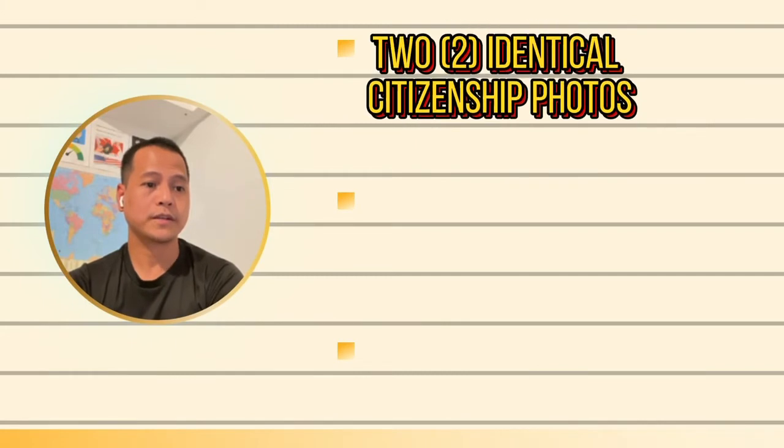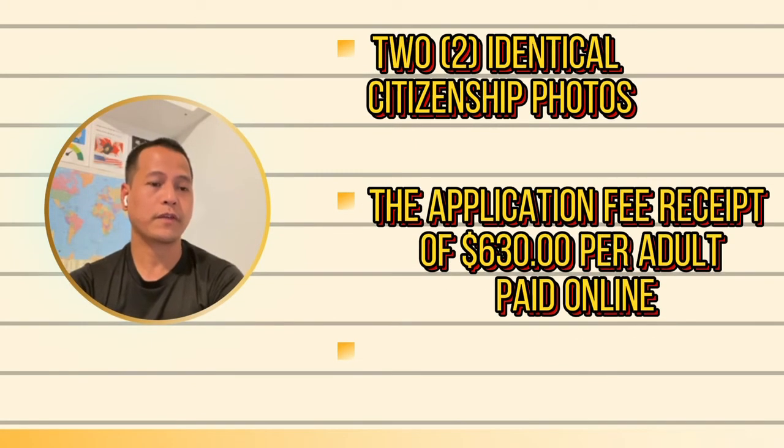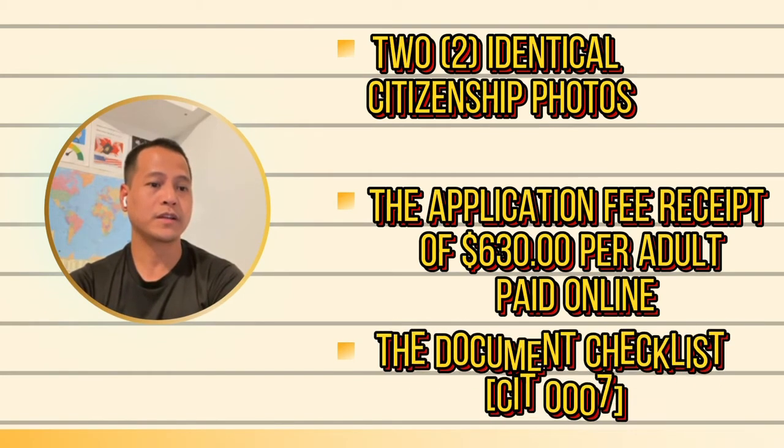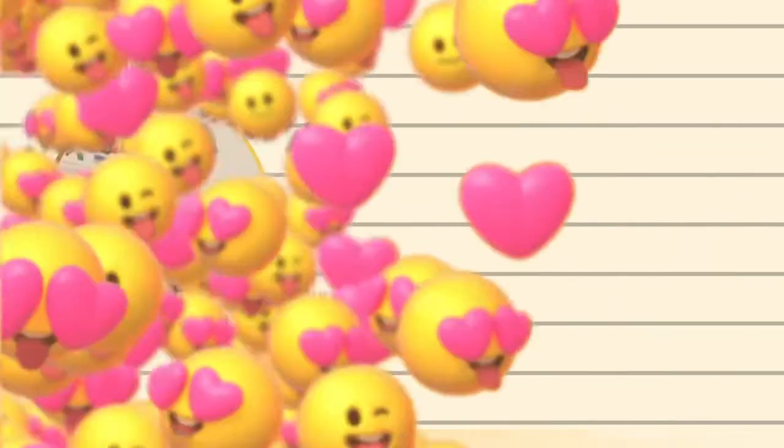Other documents needed are 2 identical citizenship photos, the application fee receipt of 630 Canadian dollars per adult paid online, and the document checklist CIT 0007.